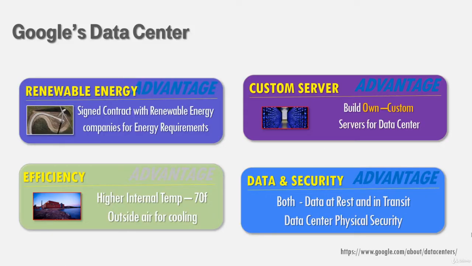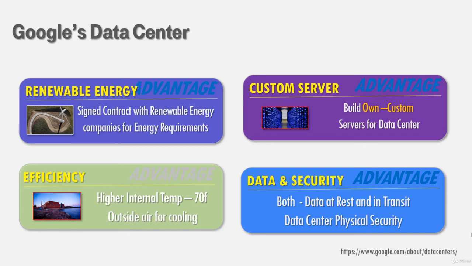Google's data centers carry some unique properties, and that is renewable energy, custom servers, efficiency, and data security. If you look at renewable energy, either their existing data centers run on renewable energy, or they have signed a contract with renewable energy companies so that in future they can run on renewable energy only. Custom servers: they know how to build the data center, and because of that, they build their own servers instead of purchasing them from the market.